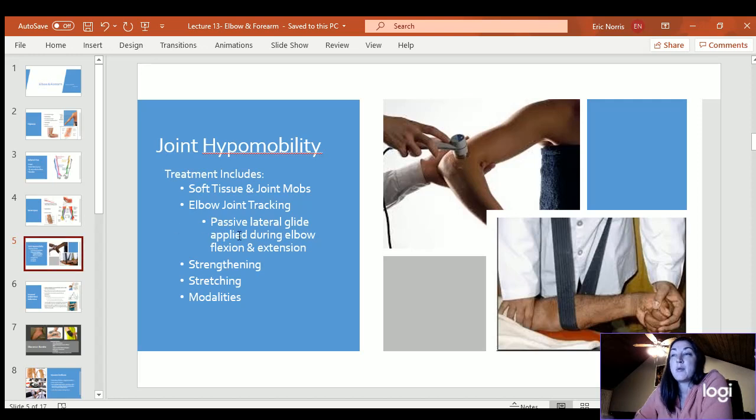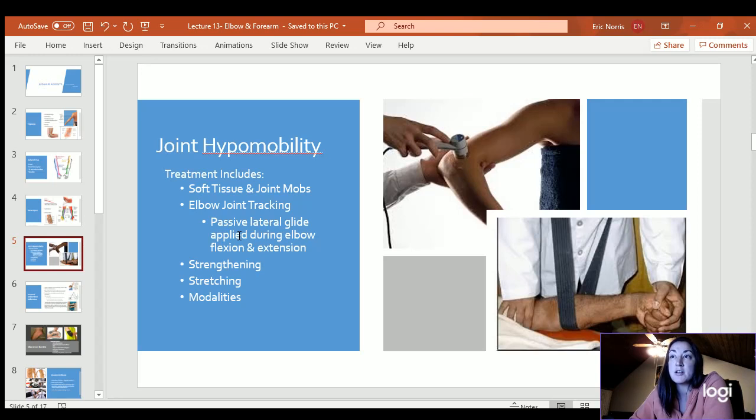All right, so now we're getting into issues that can occur at the elbow and how we treat those. When someone has joint hypomobility and there's no specific diagnosis, that just means limited movement at the elbow. So for treatment, you can do soft tissue or deep tissue mobilization, so massage type techniques.